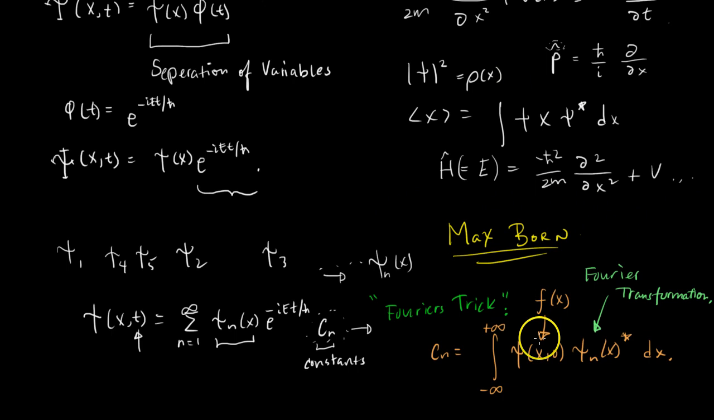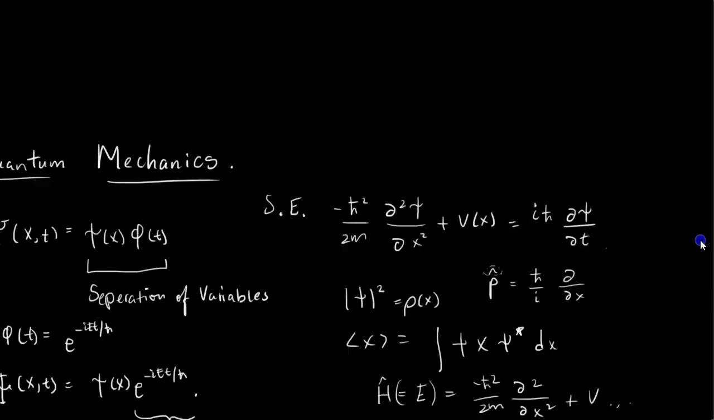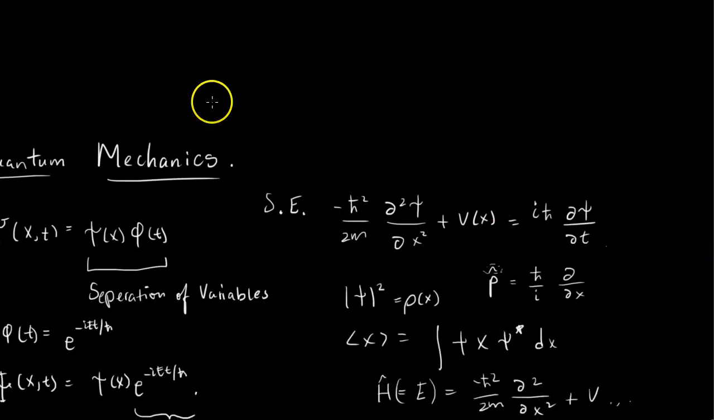We're transforming f of x into c of n, and we can do an inverse Fourier transformation where we transform c of n back into f of x with this integral sign. So it's pretty important, but it's not going to be something that we're dealing with today. Let me just move this up a bit. Okay, we'll work over here.